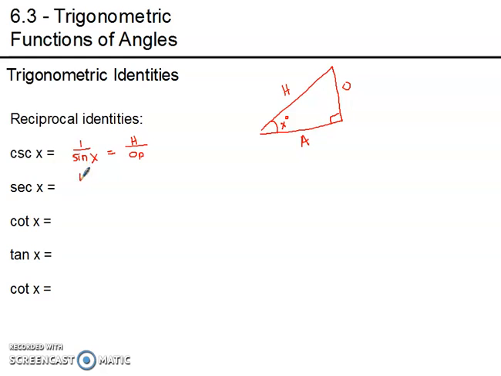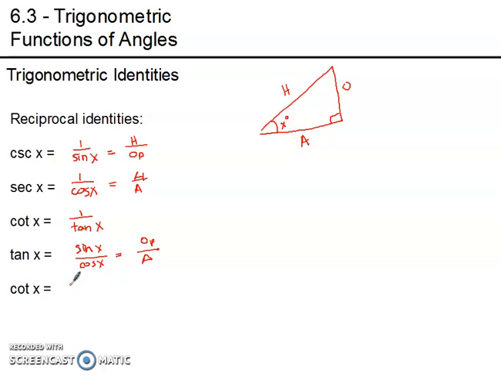Secant is the reciprocal of your cosine function. Cosine is adjacent over hypotenuse, which means that secant is going to be your hypotenuse over your adjacent. Cotangent is going to be the reciprocal of your tangent function, so 1 over tangent. Tangent is going to be the opposite over the adjacent side, or it is sine over cosine. So this is going to be opposite over adjacent.